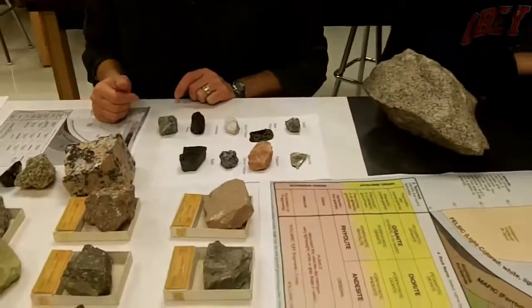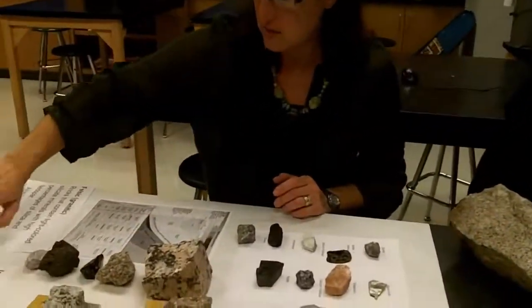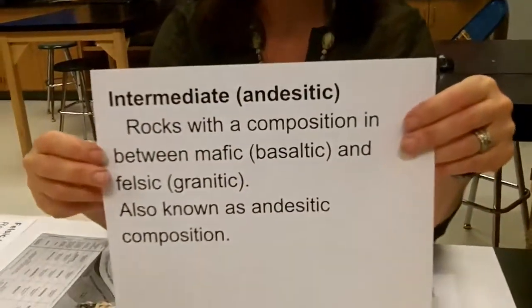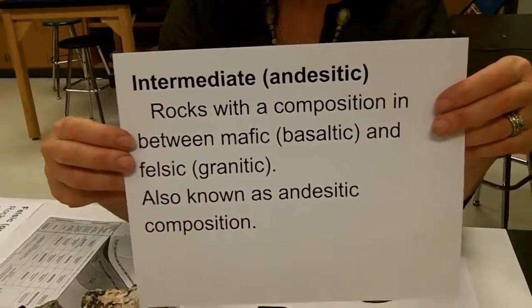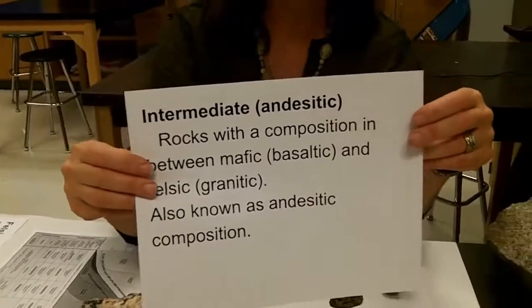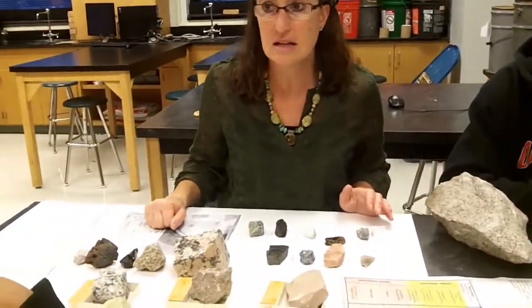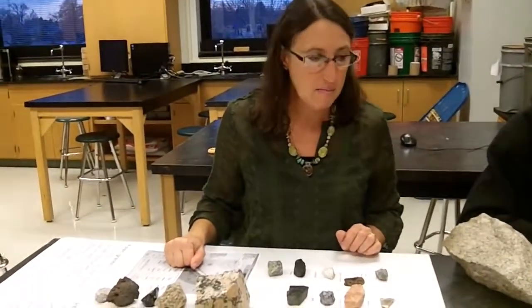Okay? And then we have neither light nor dark, right in the middle, intermediate. Intermediate is also sometimes called andesitic. Andesitic rocks are rocks with a composition that's someplace between basaltic and granitic, someplace between mafic and felsic. Okay? It could also be a combination of some of those things, but typically an intermediate rock doesn't have some of the most felsic minerals, and it doesn't have some of the most mafic minerals. So things like olivine would not be present in an intermediate rock, and things like quartz would not be present in an intermediate rock. Okay?